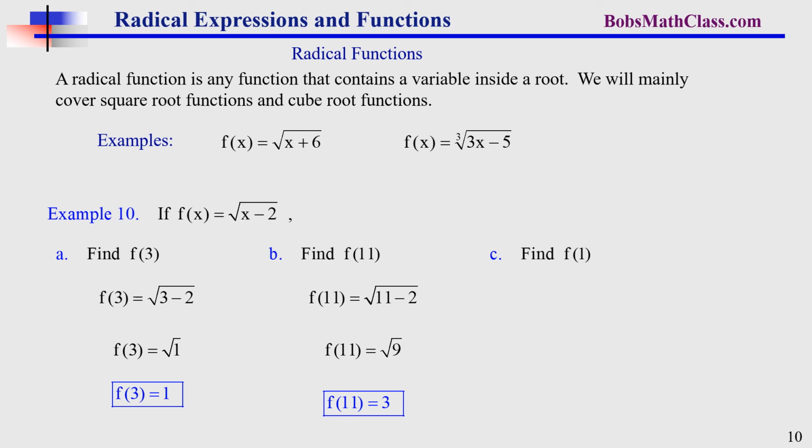Part C, f of 1. Everywhere you see an x, replace it with 1. Simplify the radicand. 1 minus 2 is negative 1. And can we have the square root of a negative number? No. So the answer is no real number. Again, we'll discuss non-real numbers at a later section. That section will be called complex numbers.